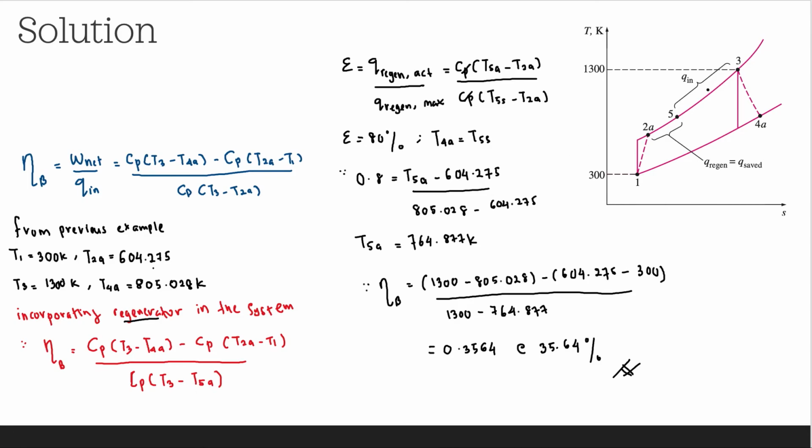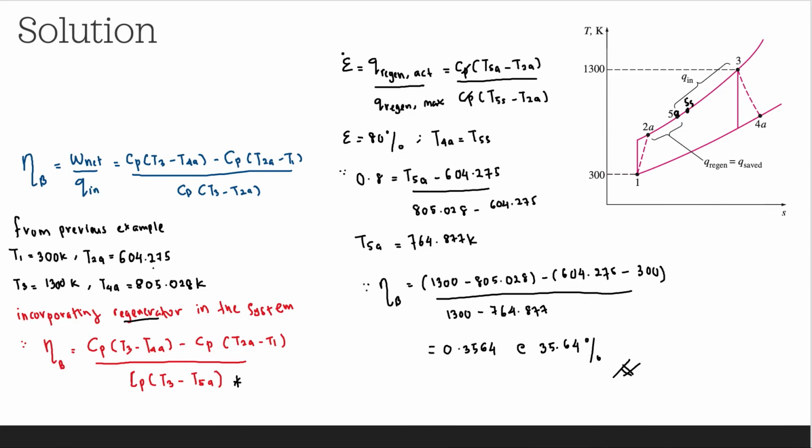Cp (T3 minus T5A). T5A should be here. Okay, so please remember this. Okay, the upper one remains the same. Okay, now how to find T5A?